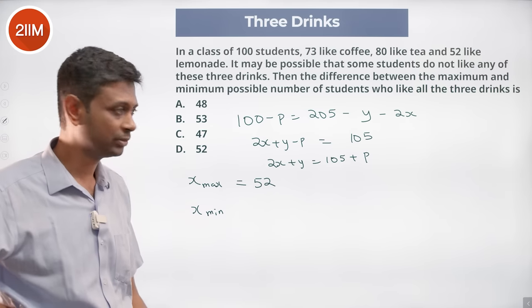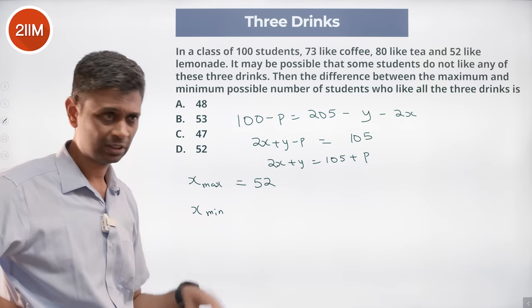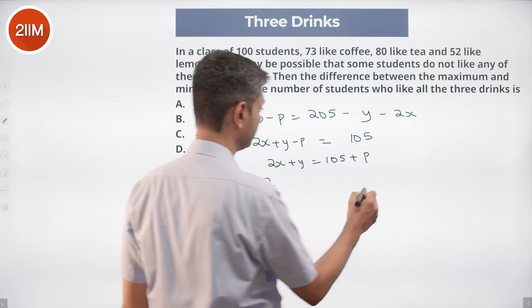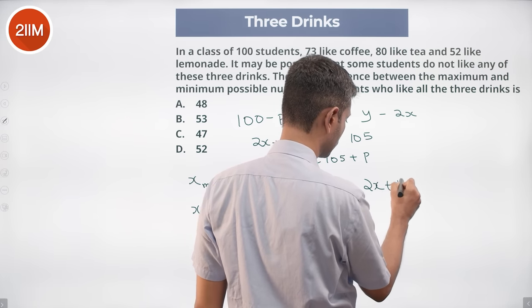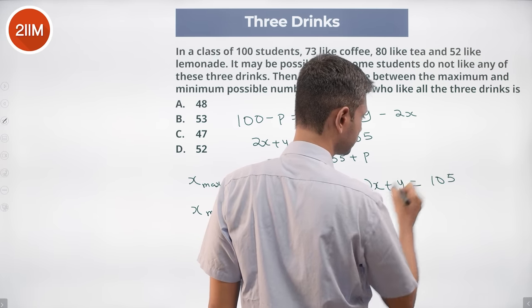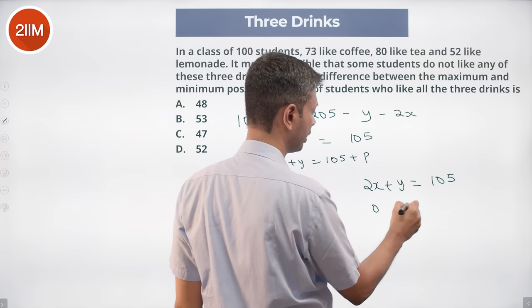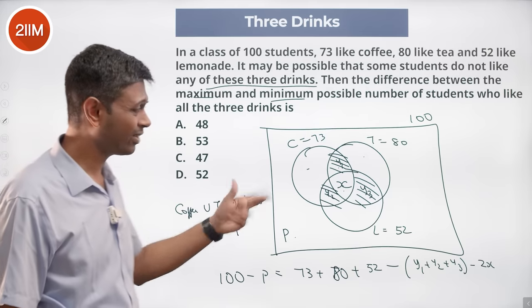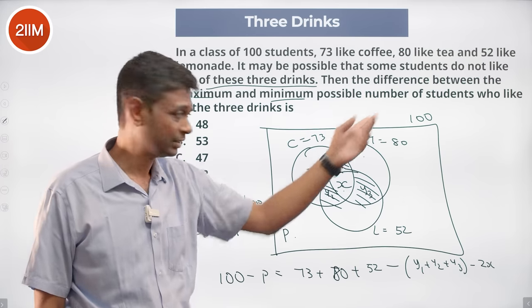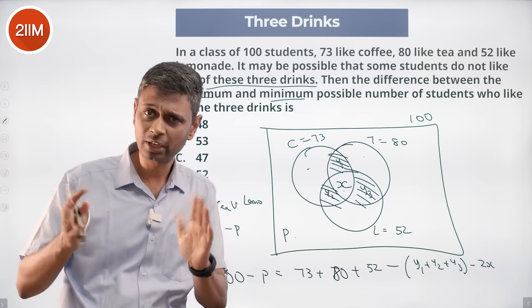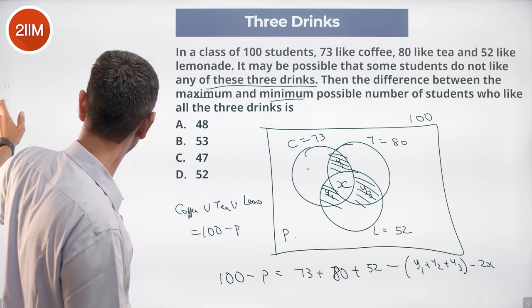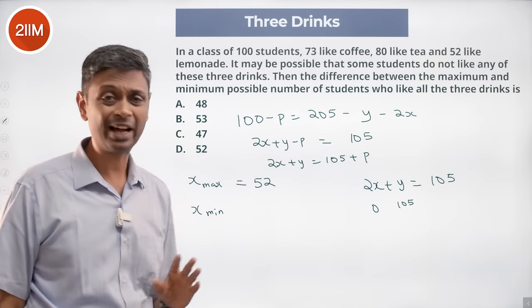X minimum should be as low as possible. For that, the best case scenario is put p as 0. 2x plus y equal to 105. Put x as 0, y should be 105. But look at the diagram. Y cannot be 105. There are only 100 people remaining. These three cannot add up to 105. That's not possible. So the maximum we can go is for y to be 100.